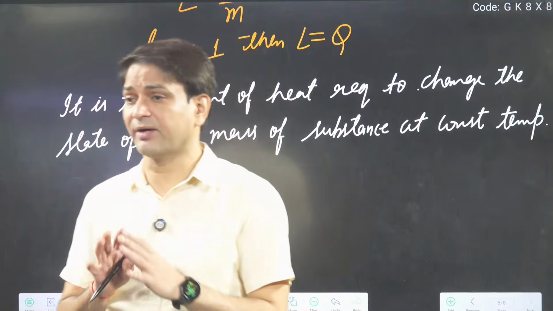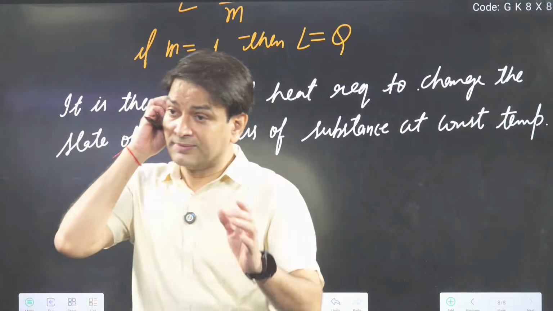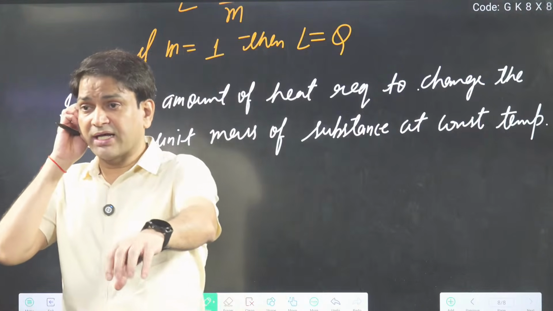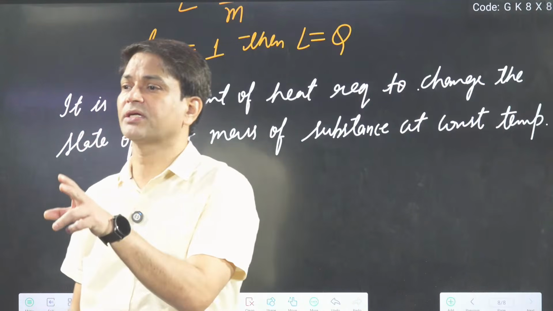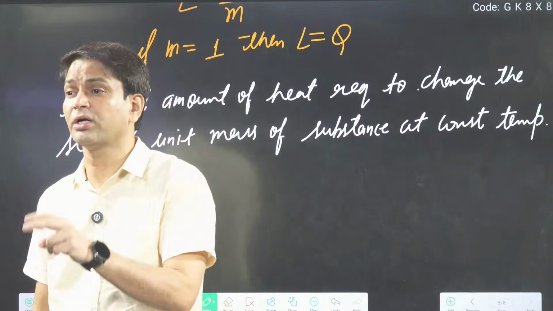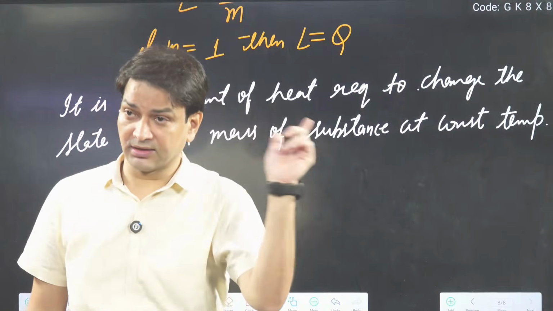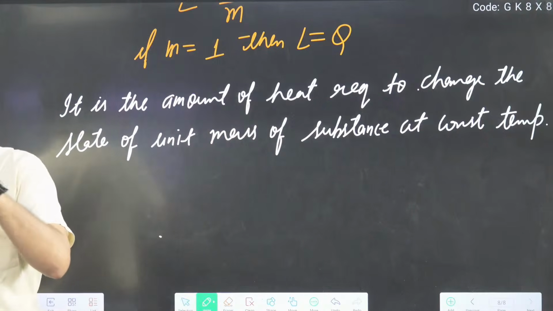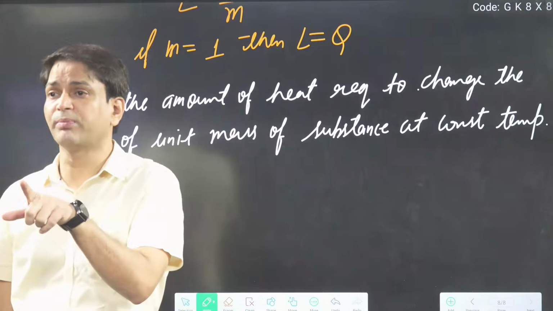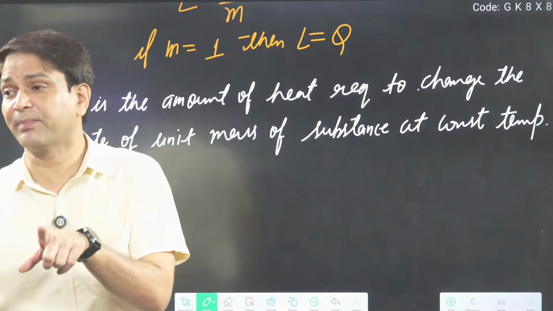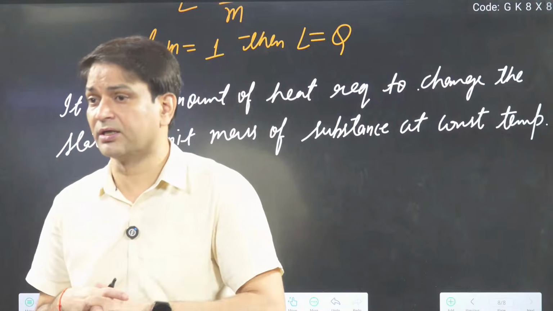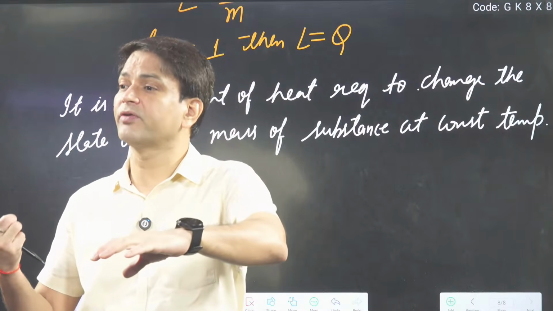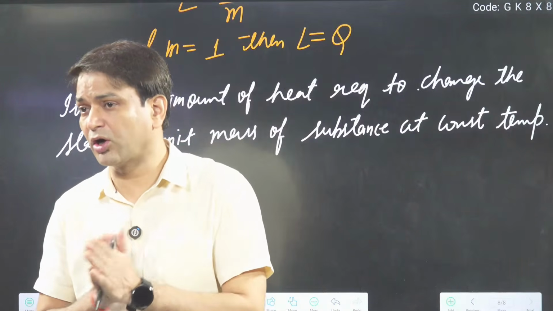During the phase change, temperature does not change. Like I put the ice here and then the ice started melting. Till the whole ice melts, the temperature will not increase. So that's why it is written: it is the amount of heat required to change the state of unit mass of a substance at a constant temperature, because state change takes place at constant temperature. During the state change, temperature will not change. Everybody got it or not?